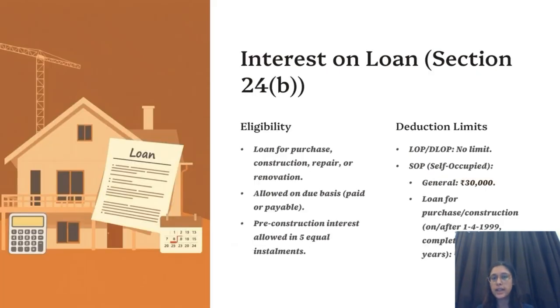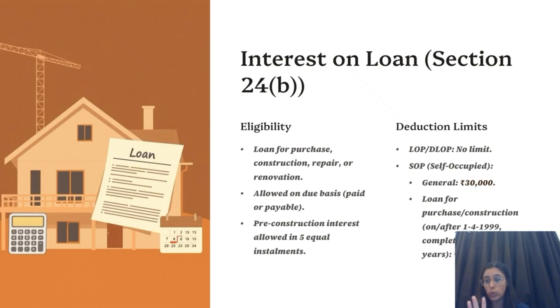The fourth slide is interest on loan, which is under Section 24(b). Interest on loans for purchase, construction, repair or renovation of property can also be claimed as a deduction. For LOP and DLOP, there is no limit on interest deduction. For SOP, the general limit is Rs 30,000.